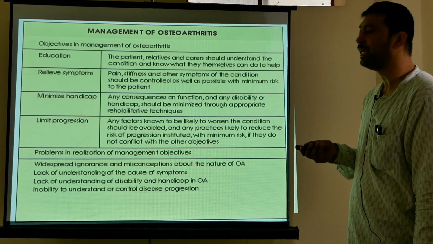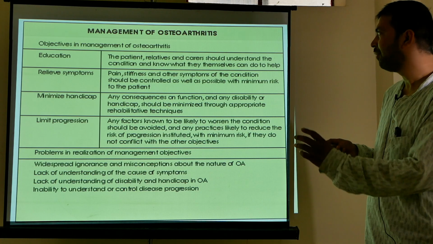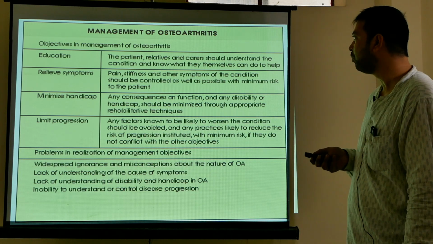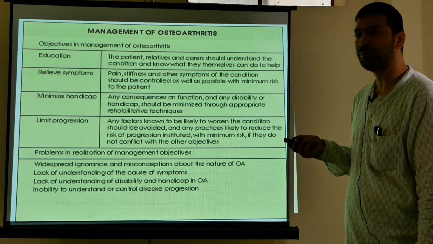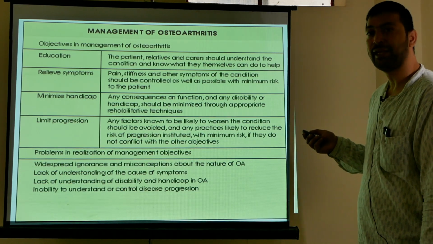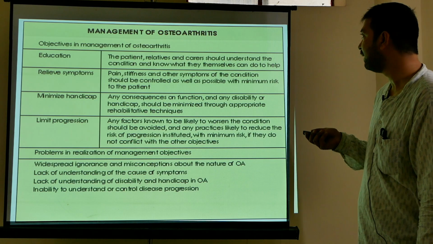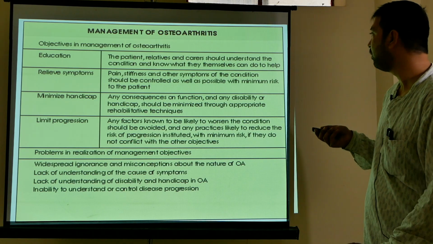So now we come to the management of osteoarthritis. There are a variety of management options we can use in clinical practice. First, we have to educate the patient. Their relatives and carers should understand the condition and know what they themselves can do to help.